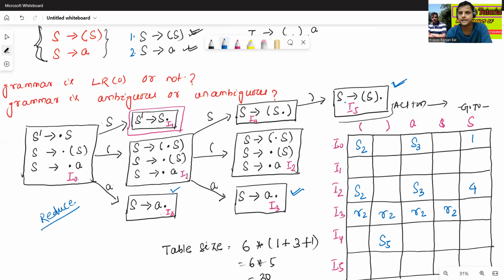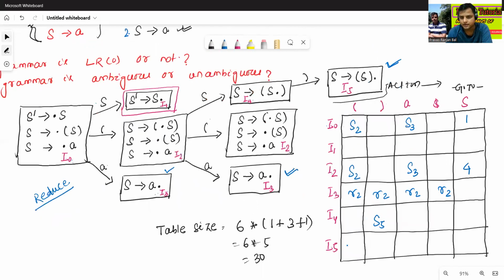In the I5 state, one reduce action is there. Just see the number. The number is R1, so R1, R1, R1, R1. Okay. Remember, this is I1. In the I1 state there is always the accept action. Remember I1 dollar, this is called accept.